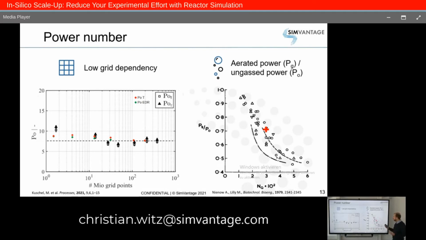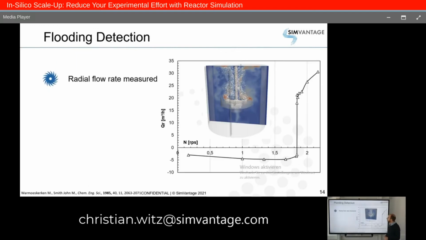And it's even more difficult because you have to get the gassed power number correct and the ungassed power number correct. And then, for example, you can compare it with experimental values of Nino and see that you have a very good agreement from the simulation with the experimental values. What is a bit difficult but very interesting is that we can also detect flooding in our simulation.